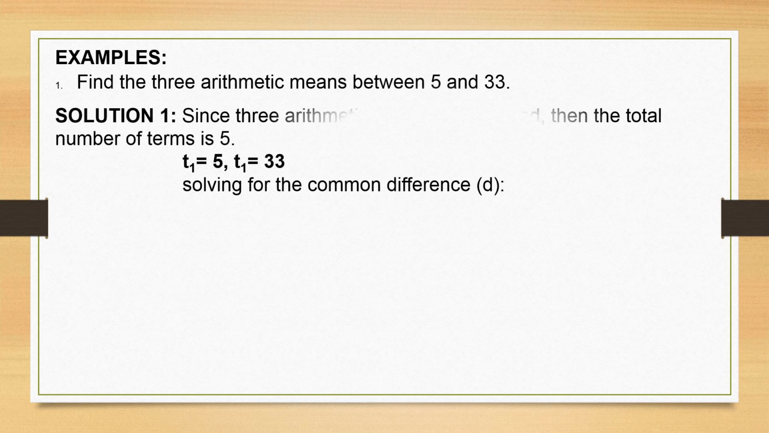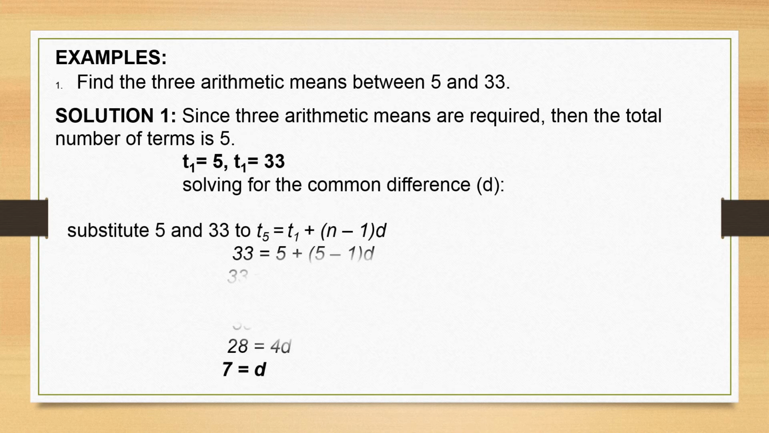We are now going to solve for the common difference, d. Some of the quantities are given. The last term, t sub 5, is 33, and t sub 1 is 5. We also identify the number of terms as equal to 5. Then we have 5 minus 1 times the common difference. What we want to identify here is the common difference because it was not given in the problem. By simplifying this, we arrive at d equal to 7.